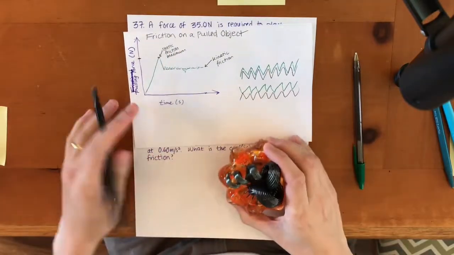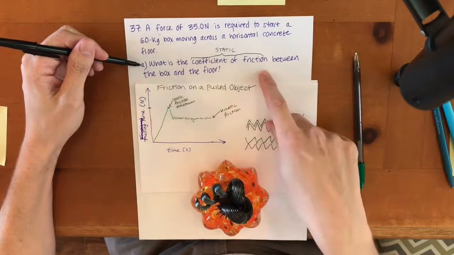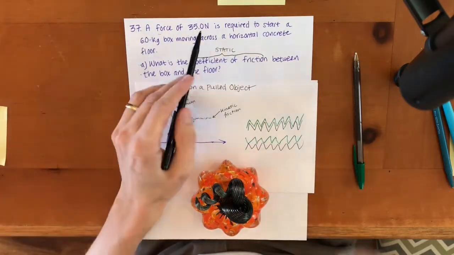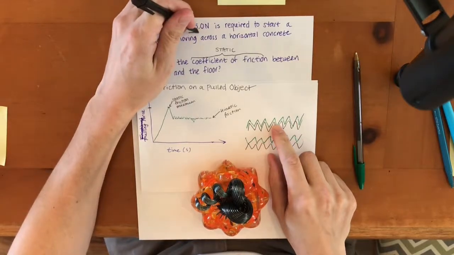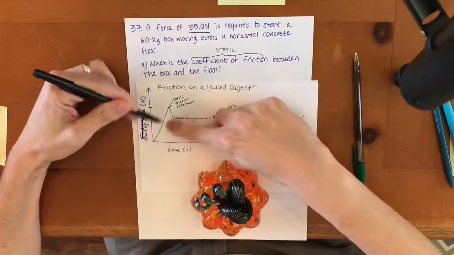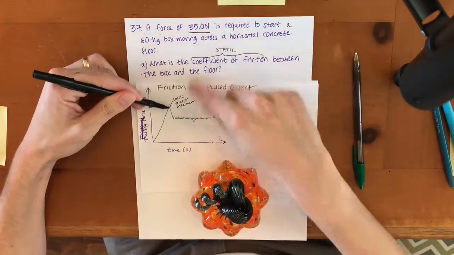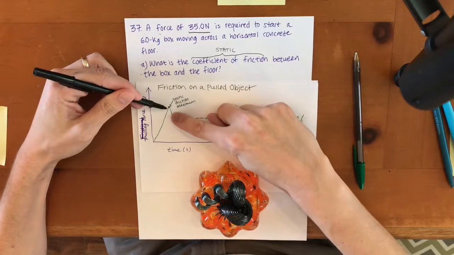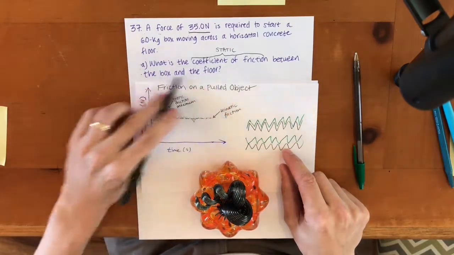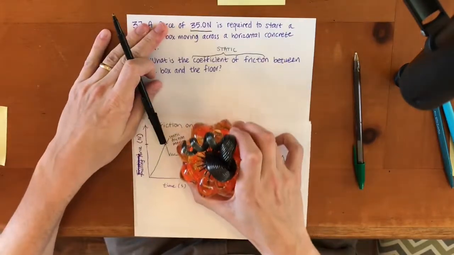Okay? So the idea here is that in this first problem, what is the coefficient of friction between the box and the floor? It says this is the minimum force, essentially, to get the box to start moving. So we are basically given what the maximum amount of static friction is that's possible here. And we're going to utilize that to actually solve this problem. But before we do that, we need to set up a free body diagram.